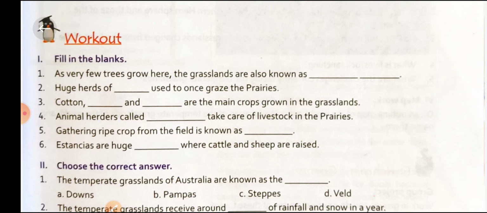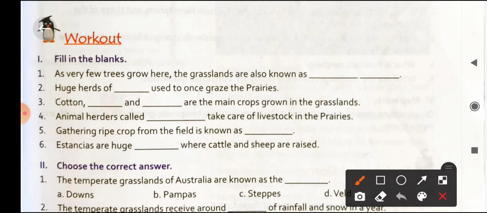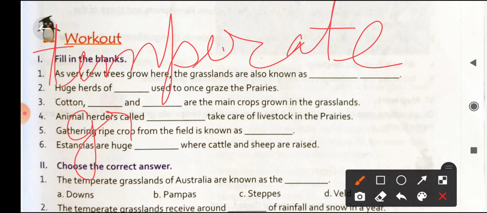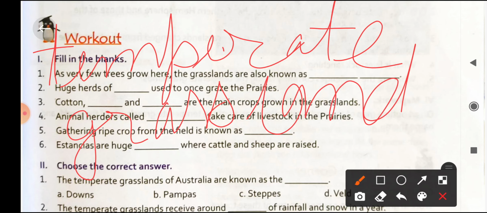As very few trees grow here, the grasslands are known as the places where only grasses grow, called temperate. In the first blank you should write temperate, and in the second, grassland. So in the first question: as very few trees grow here, the grasslands are known as the temperate grasslands.